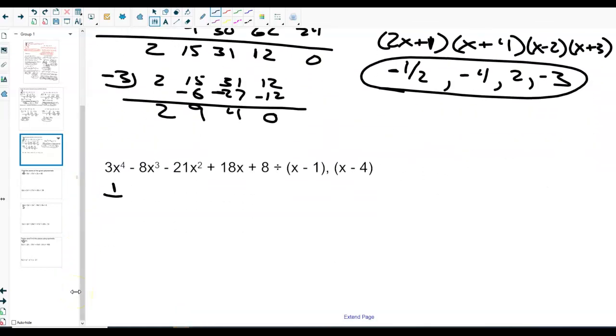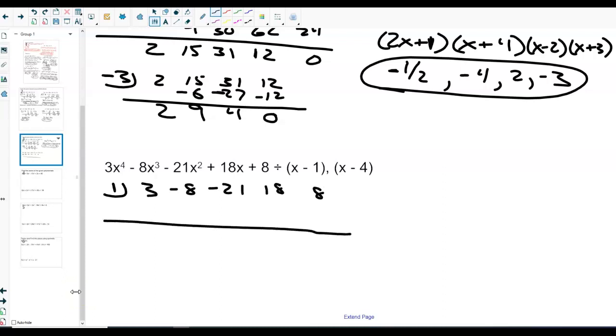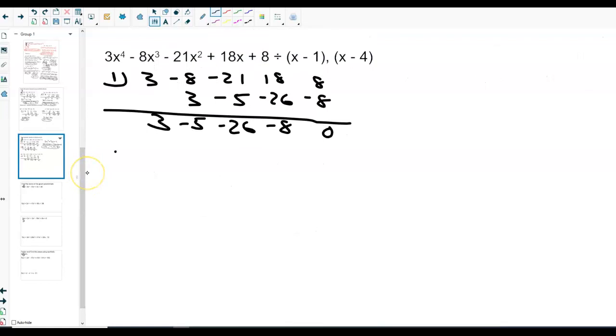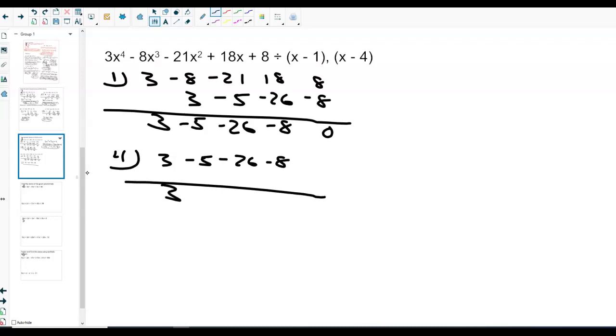All right, we'll start with this one with the 1, 3, negative 8, negative 21, 18, and 8. Drop the 3. We get negative 5. Negative 5, we get negative 26. Negative 26, I get a negative 8. Negative 8, I get 0. 4, 3, negative 5, negative 26, negative 8. Drop the 3, we get 12. 28, we get 2. 8, we get 0.